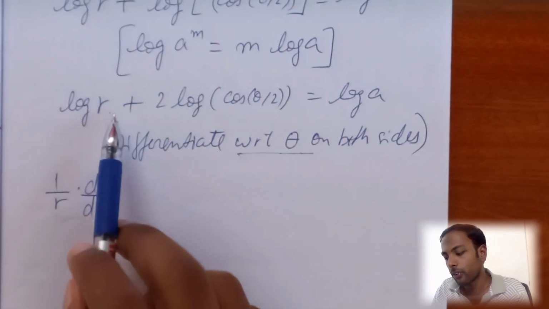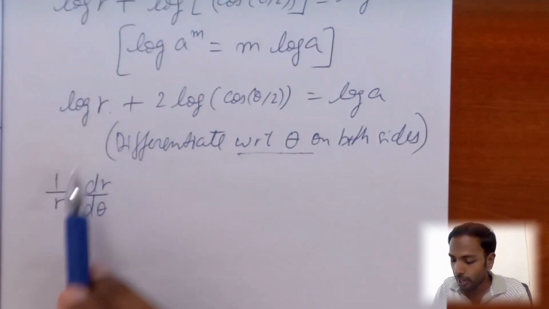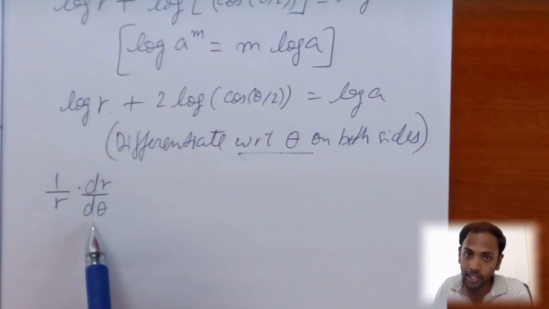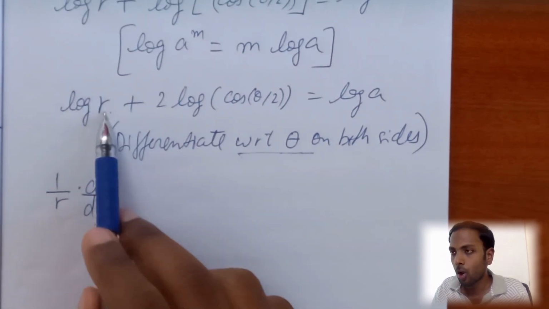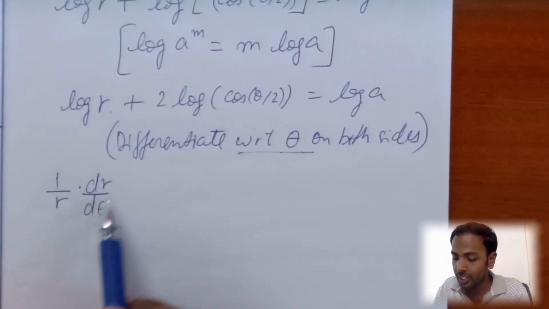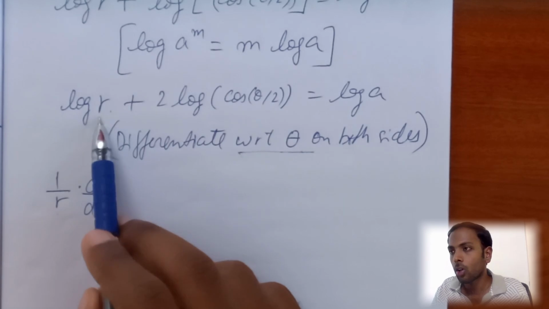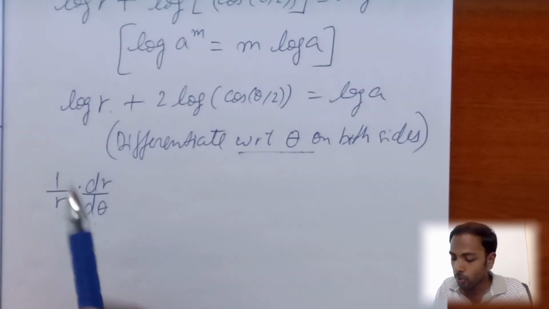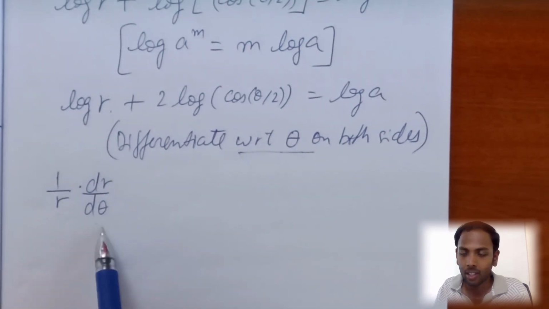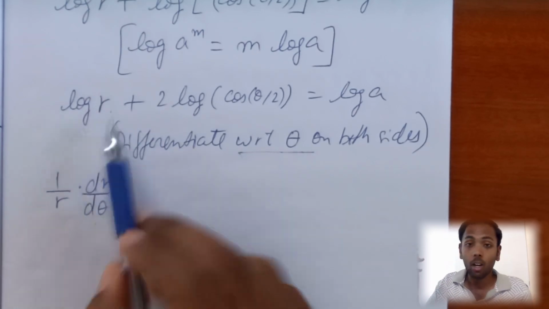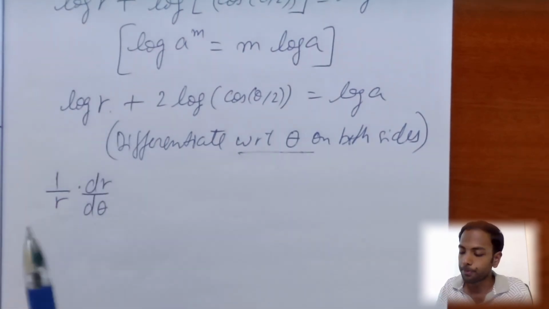So suppose if it was log w, it would be 1 by w into dw by d theta. Suppose it was log s, it would be 1 by s into ds by d theta. Suppose it was log p, it would be 1 by p into dp by d theta. It's like that. Suppose it was sine r. What to do? I told you, right?